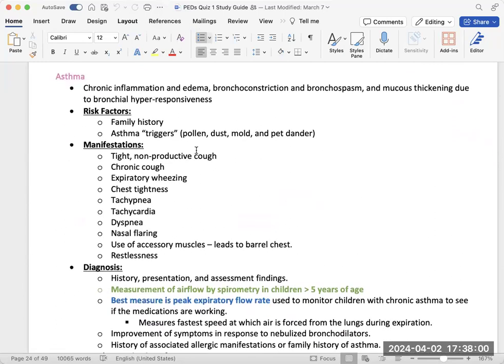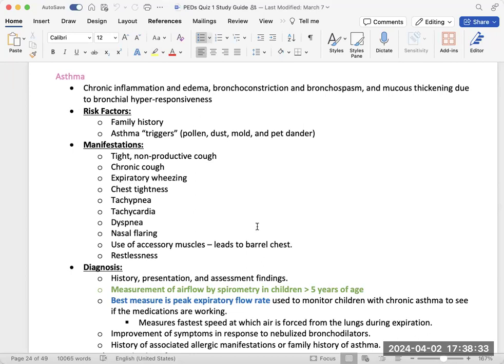Okay. Another common respiratory disorder is asthma. And we know about asthma, right? It's chronic inflammation. It's another inflammatory disease, right? Pretty much they all are. It's causing edema, bronchoconstriction, bronchospasms, mucus thickening. There's a lot going on, right? Risk factors are anything that could trigger asthma, like allergies to things like dust, pollen, mold, pet dander, so they should avoid those triggers. And also, a family history of asthma can increase the risk of asthma.